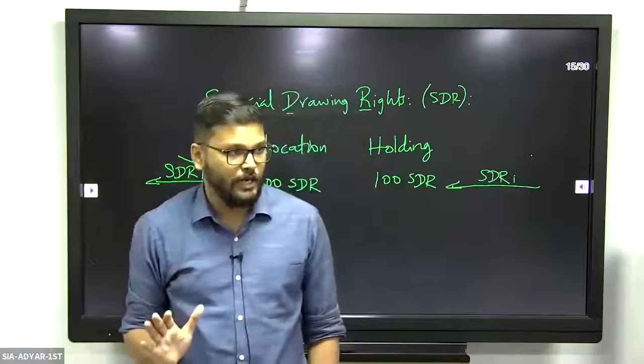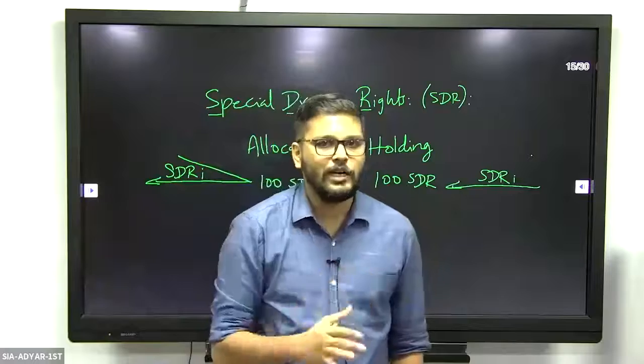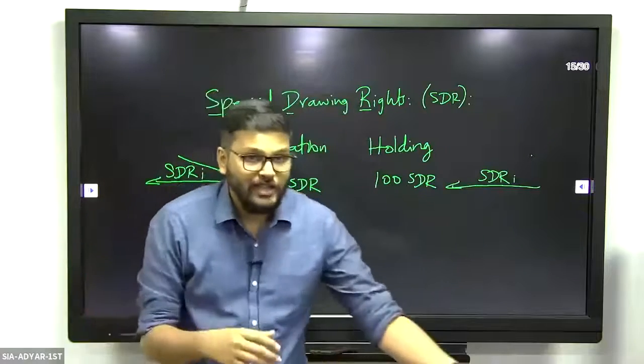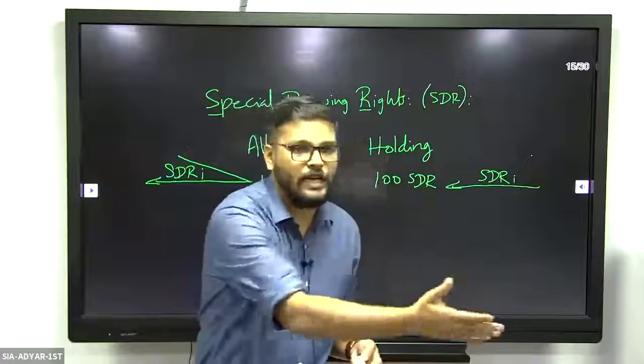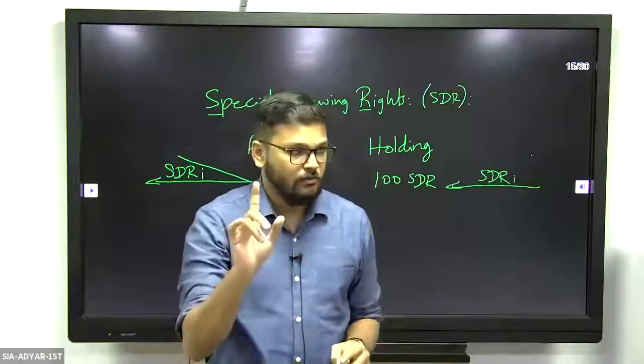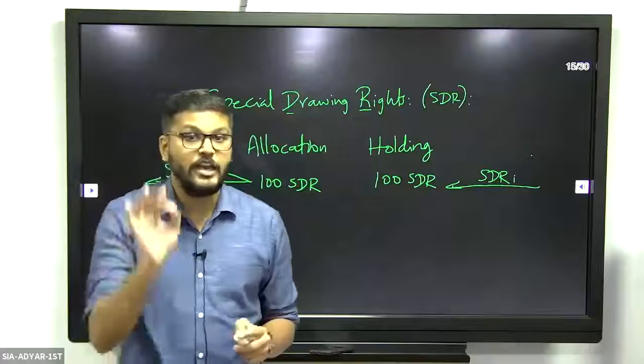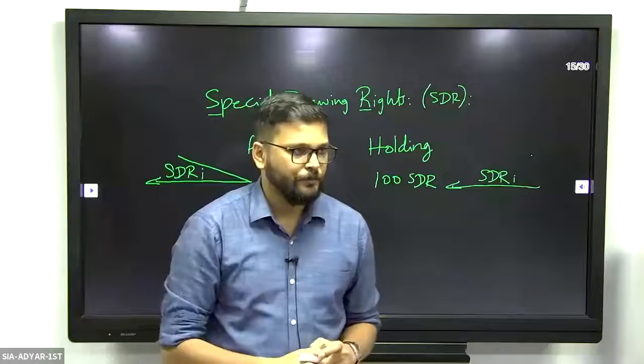IMF themselves will not give the money, but they'll arrange some other country to give us dollars if we want. Now, let us say USA itself is giving us. USA is taking the SDR and giving us money. They are not giving us a loan. Remember that very carefully. We are just exchanging the SDR for their currency. We have a right to do this.